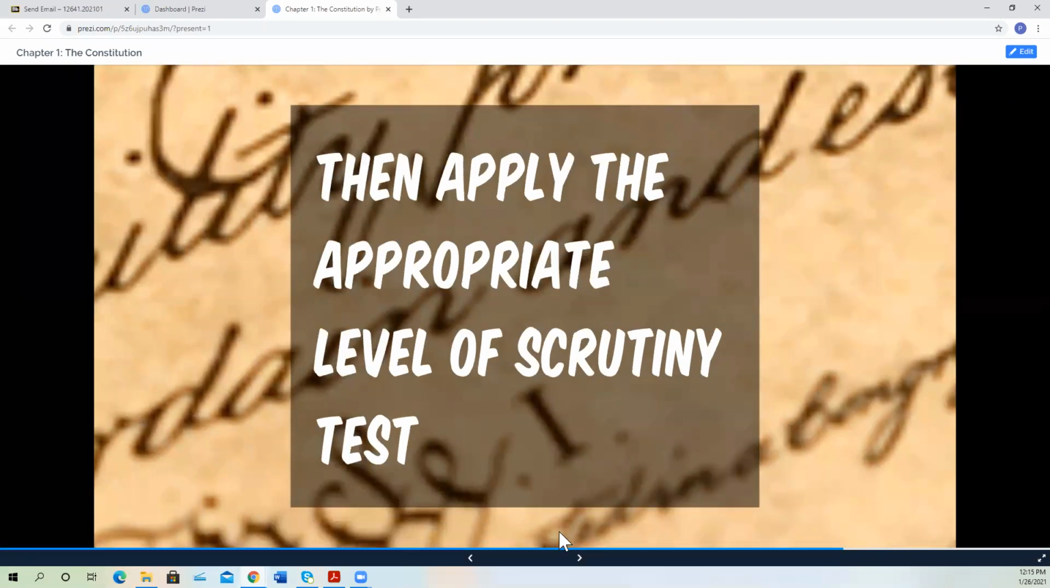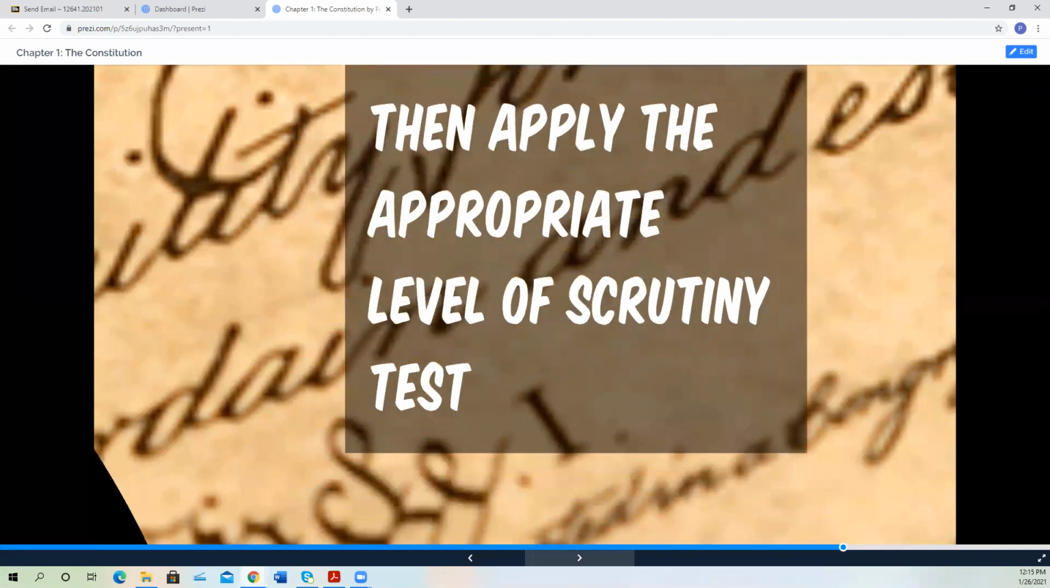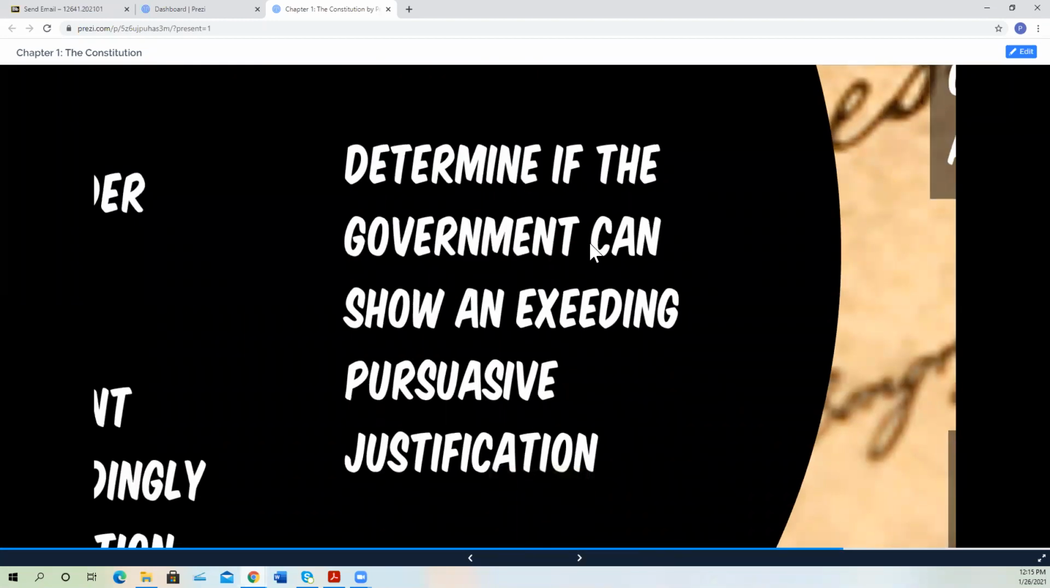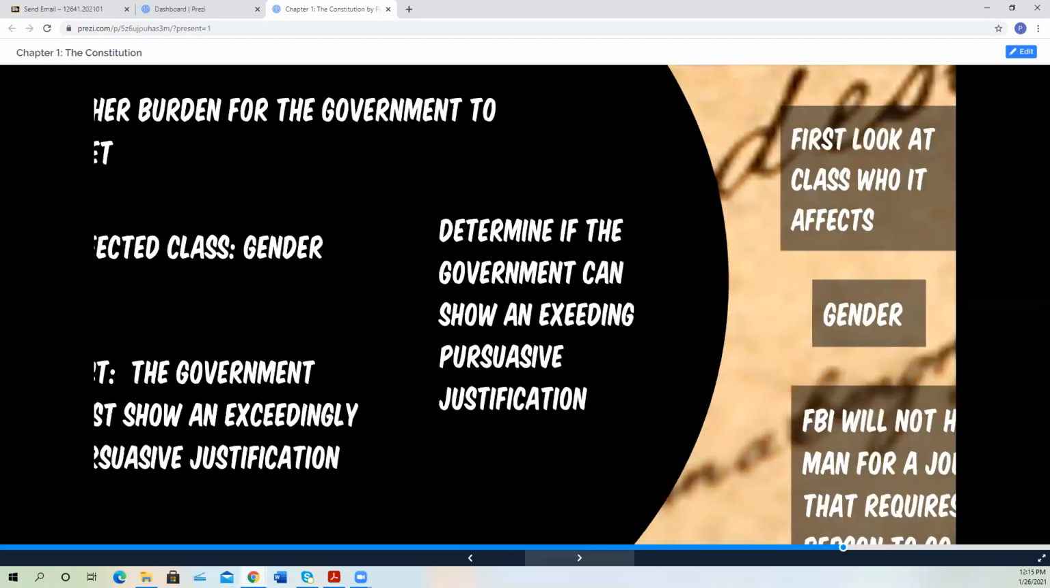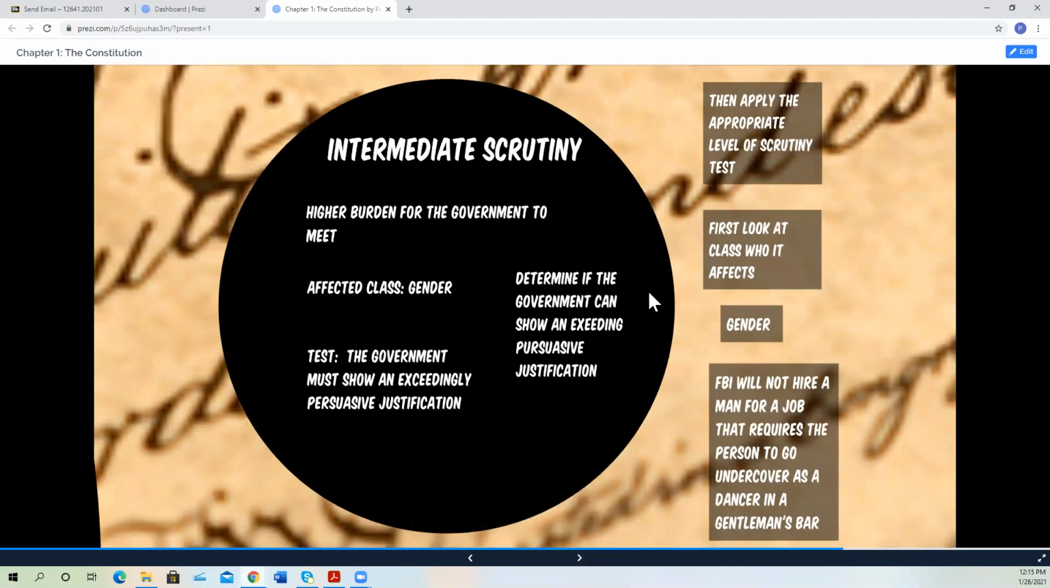And now what's the appropriate level of scrutiny? We now know it's whether the government can show an exceedingly persuasive justification. Can the government, in this case, show an exceedingly persuasive justification? Yes, they can. Because if they hire a man for a job to be a dancer at a gentleman's club, then obviously that's not going to work. So I think they can show an exceedingly persuasive justification for treating men differently for that job classification than they treat women.